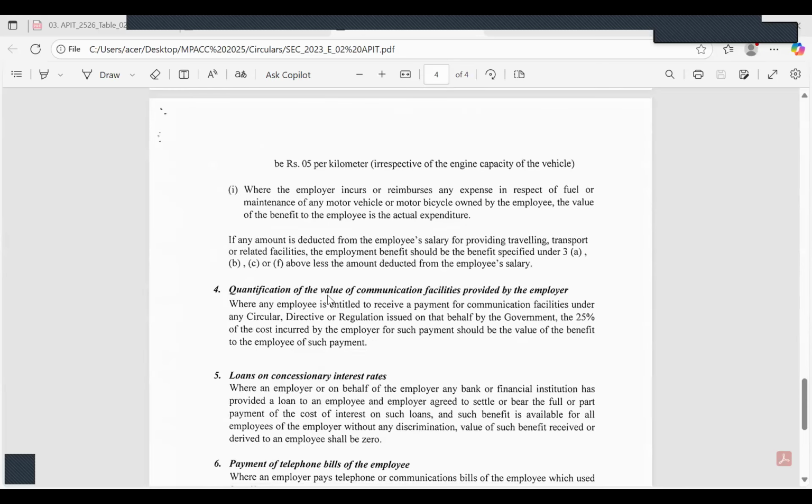Then the employer incurs or reimburses any expenses in respect of fuel or maintenance of any motor vehicle or motorcycle. At that time actual expenditure is a benefit. If our vehicle is maintained by our employer, then the total cost borne for that maintenance is a benefit of that employee.